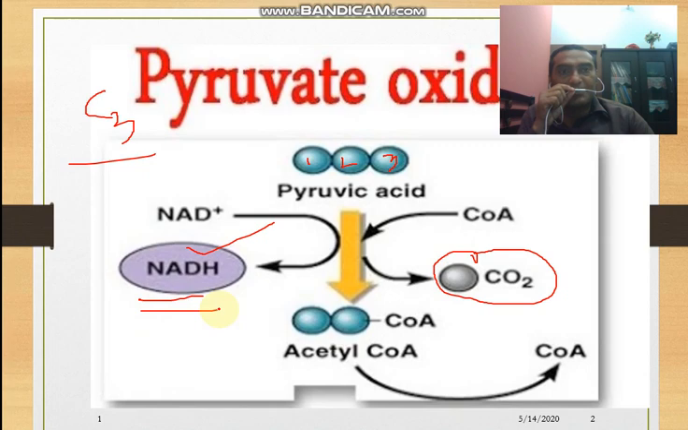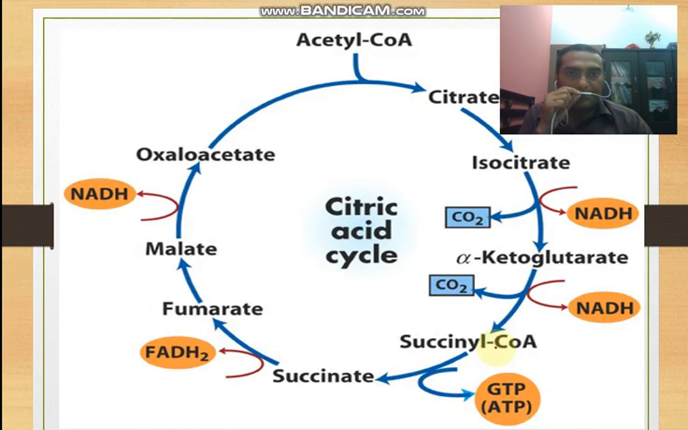This NADH is very important because it is required for the electron transport chain that occurs at the cristae region of mitochondria. Now pyruvate oxidation produces acetyl coenzyme A. It possesses 3 carbons, 1 carbon is released out. So now it is a 2 carbon containing compound that is known as acetyl coenzyme A.